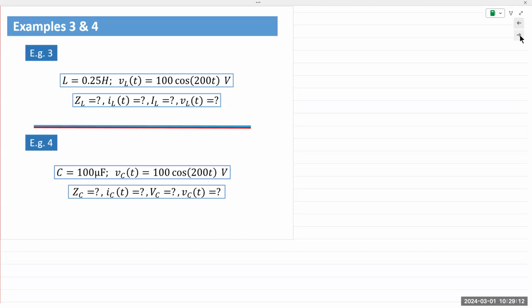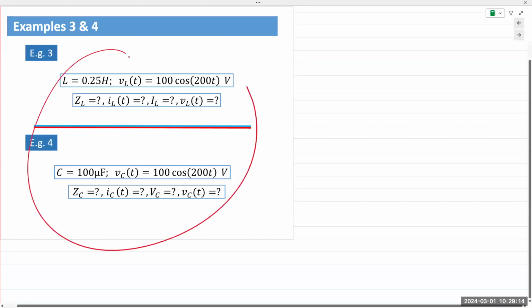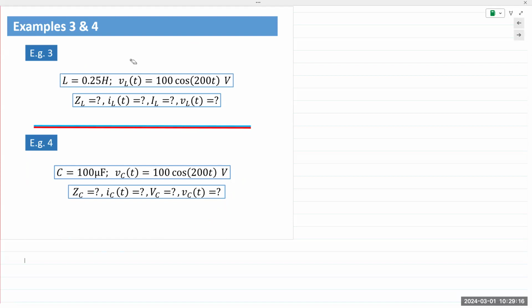Okay, so examples 3 and 4 simply deal with an inductor and capacitor. In both cases, we are given the voltage and the value of the inductor and the capacitor, and we are asked to find the current. Now, think back to chapter 3. If you wish to find the current for an inductor, what did we do?